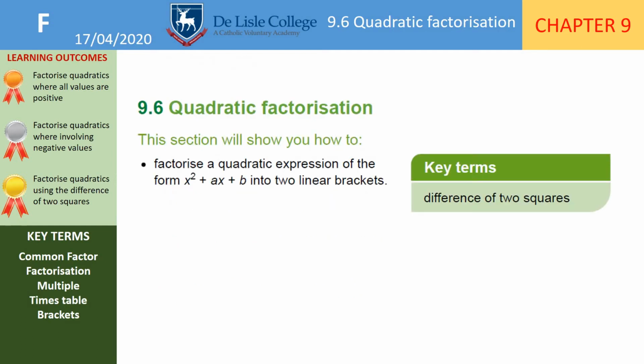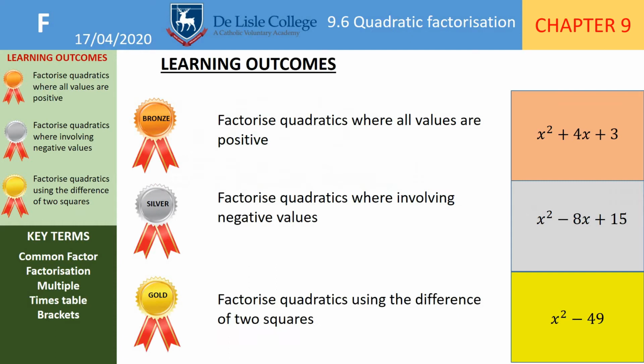Okay, quadratic factorisation is basically the same sort of thing as we had when we had linear factorisation. Linear factorisation was putting the brackets back in. Here it's exactly the same. But quadratic expressions, remember, come from two brackets. So that's what we're going to be looking at.